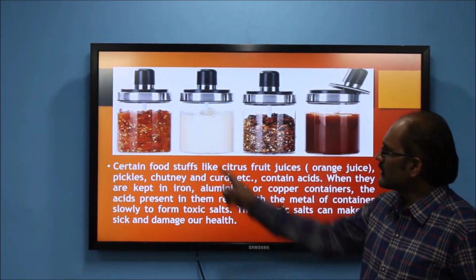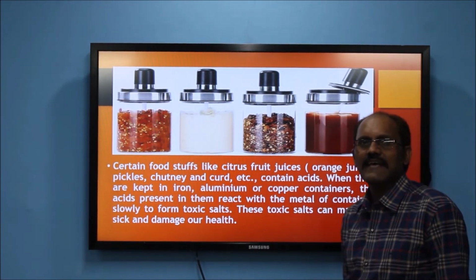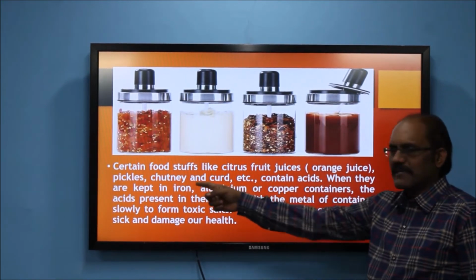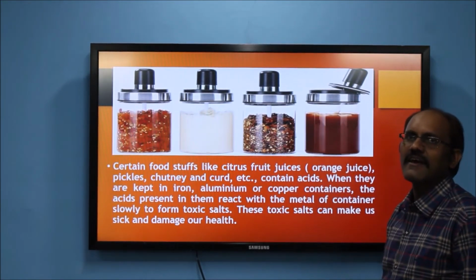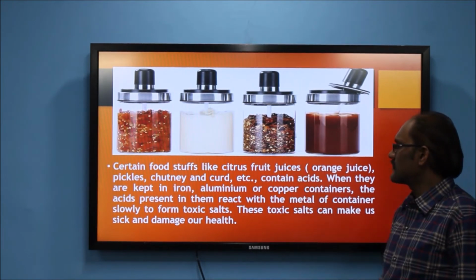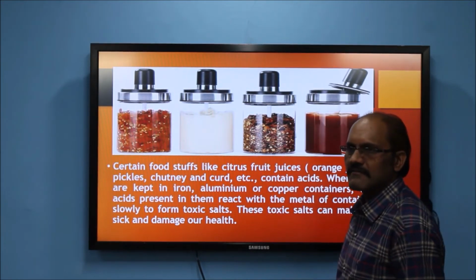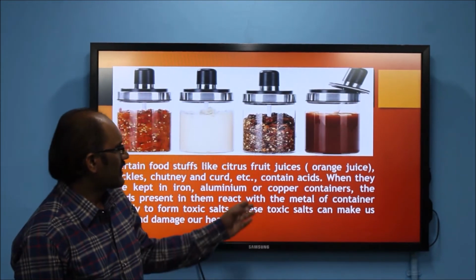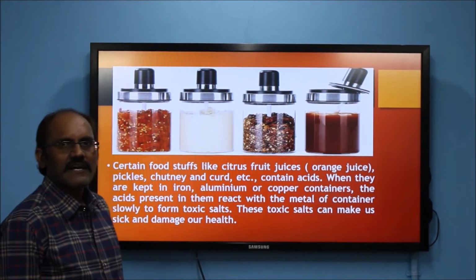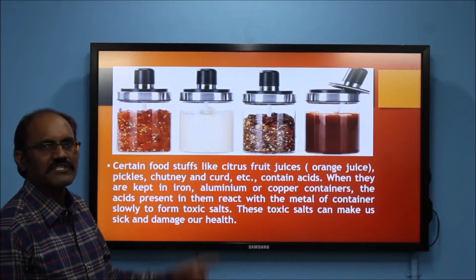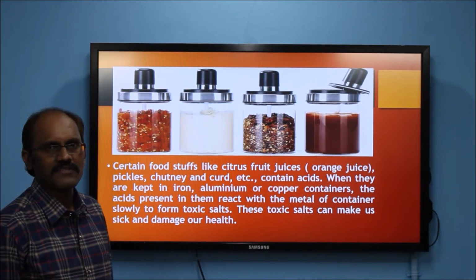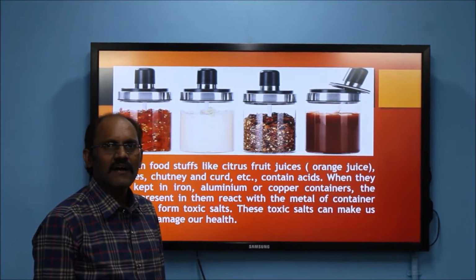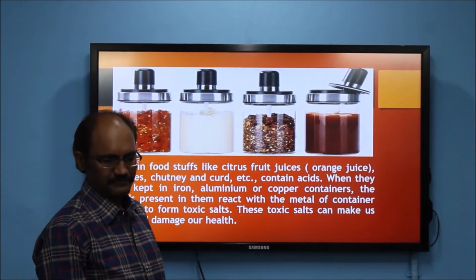Children, are you observing these containers? These containers have certain foodstuffs like citrus fruit juices, pickles, chutney, curd, etc. And if these foodstuffs are kept in iron, aluminium, copper containers, then the metals of these containers react with the acids present in the foodstuffs to form toxic salts. And these toxic salts can make us sick and also damage our health.